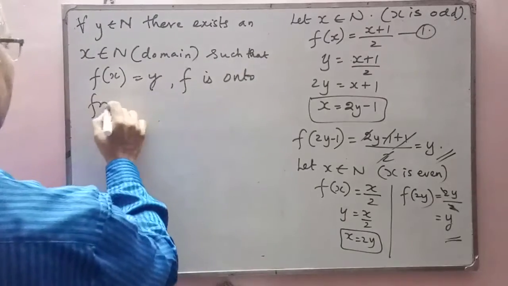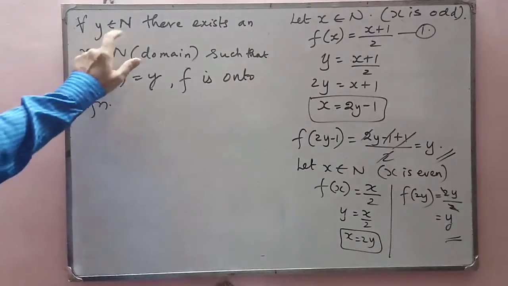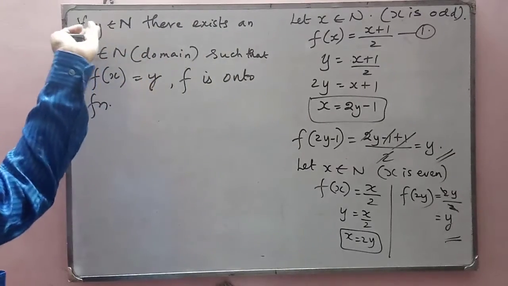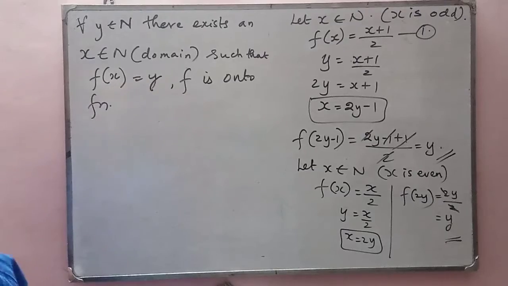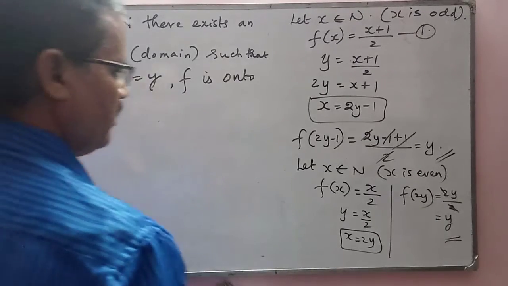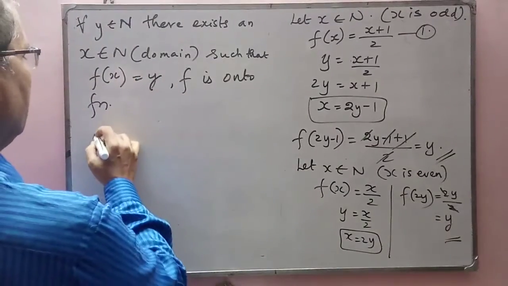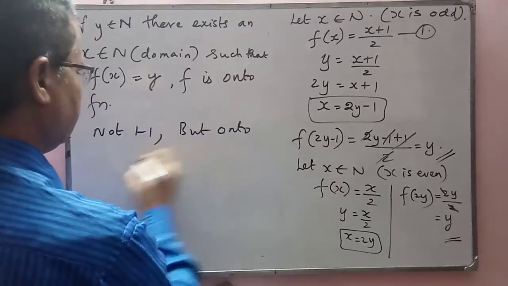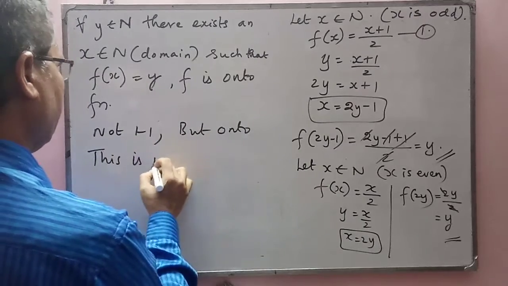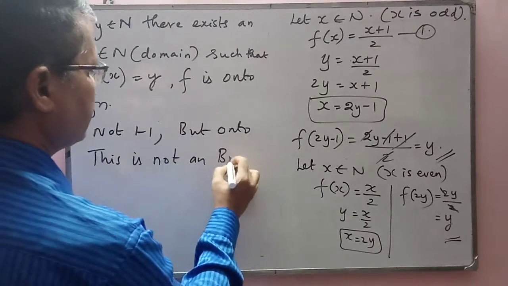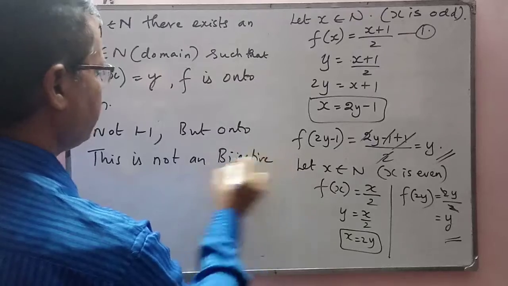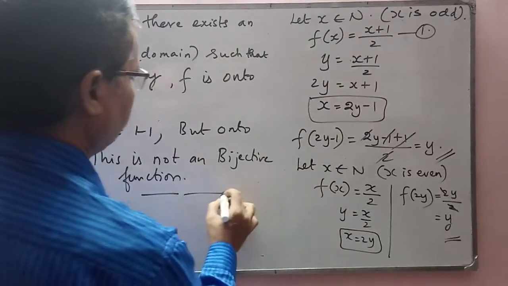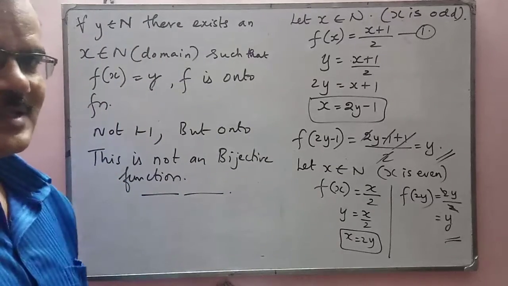This is the rule for an onto function. For every y belongs to N, the codomain, there should exist an element. That means it has to be an image of some element in the domain. So f is an onto function. So this is not 1 to 1, but onto. Even then, the function f is not a bijective function, because if it has to be bijective, it has to be 1 to 1 and it has to be onto. So it is not possible. This completes the solution, children.